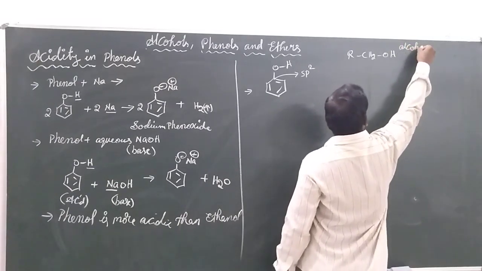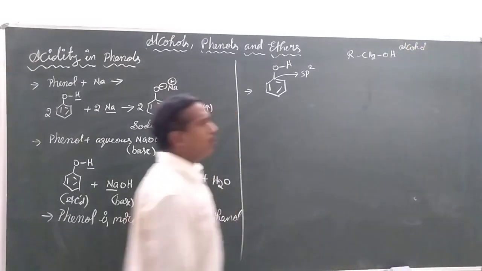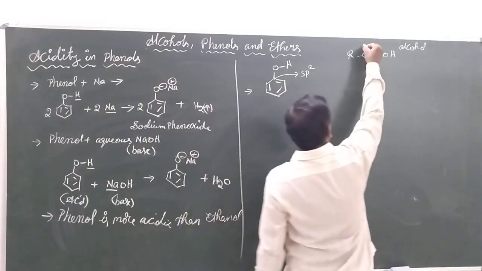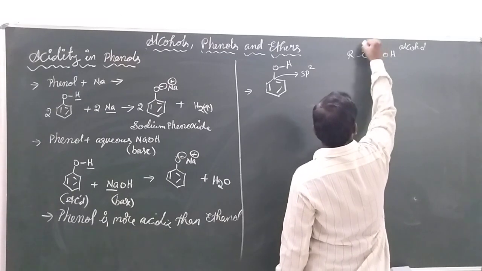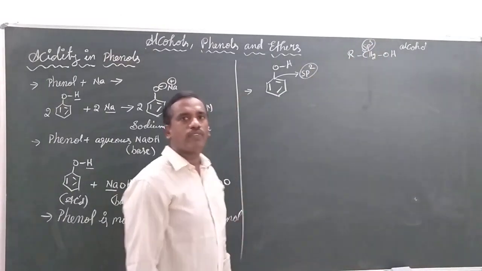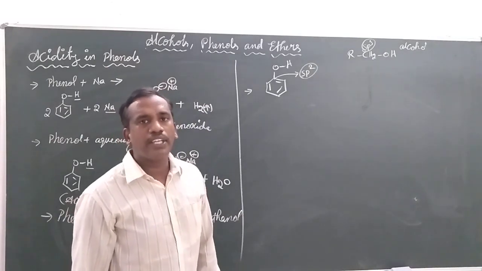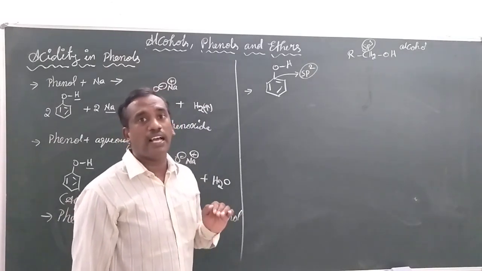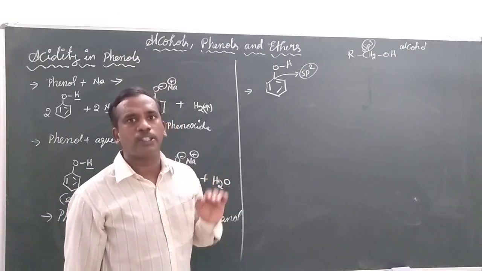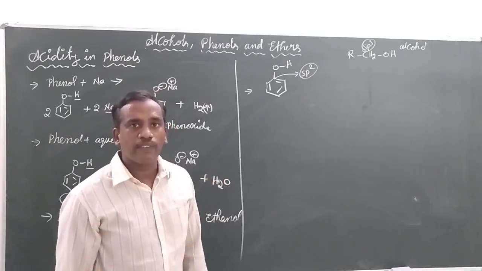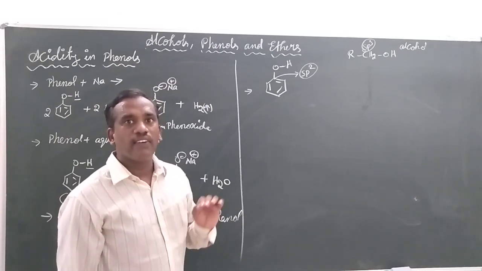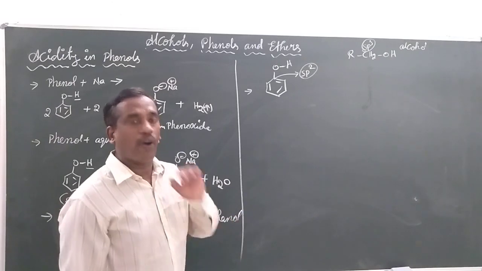In the case of alcohol, the OH is bonded to a carbon that is sp3. But here, what is the hybridization of carbon? The hybridization of carbon is sp2. We already learned that sp2 hybridization is more acidic than sp3. Hence, we conclude a point.